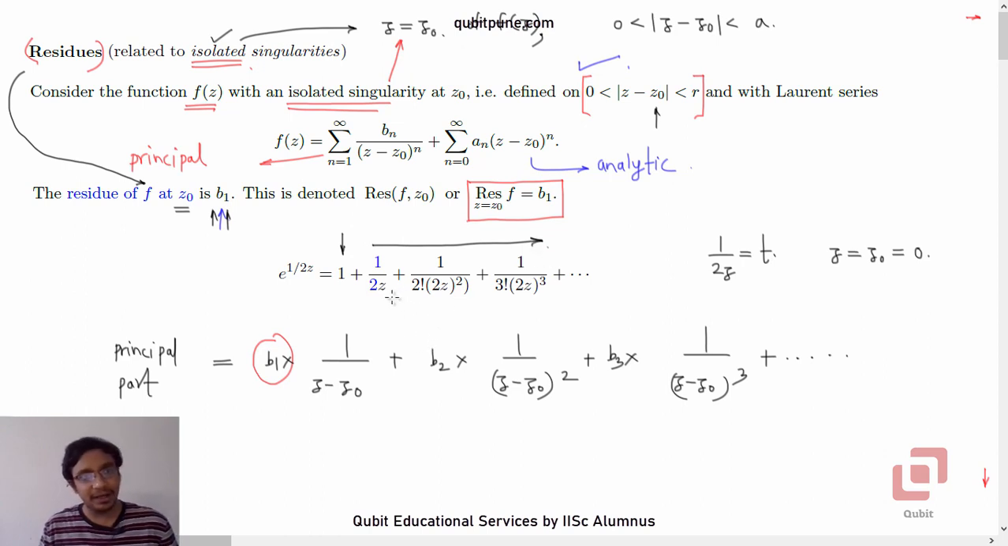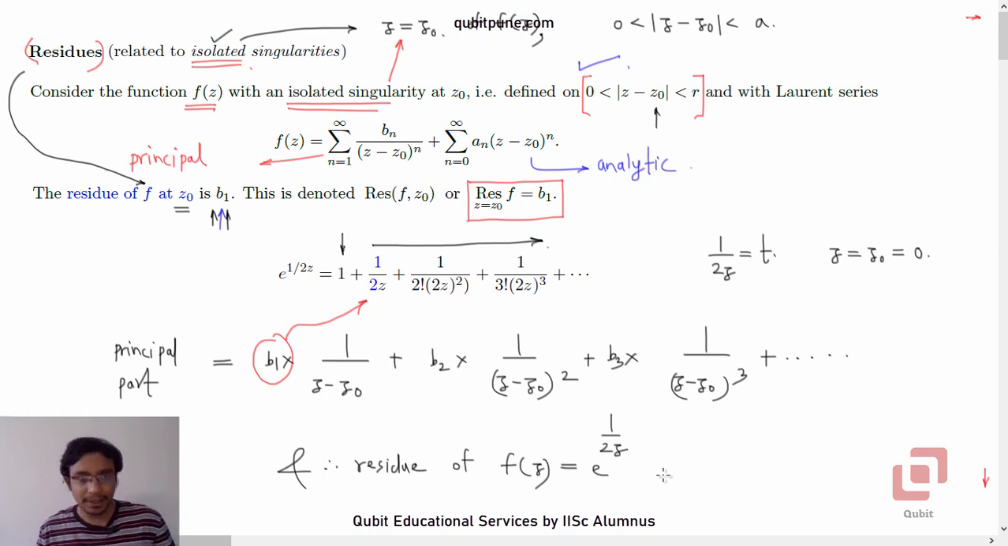Okay, as far as the residue is concerned, we are interested only in the coefficient of 1 upon z minus z0, which is going to be 1 upon 2, and therefore the residue of the function f of z defined by e to the power 1 upon 2z at 0 is 1 upon 2. Okay, so the residue is essentially the value of the coefficient b1.